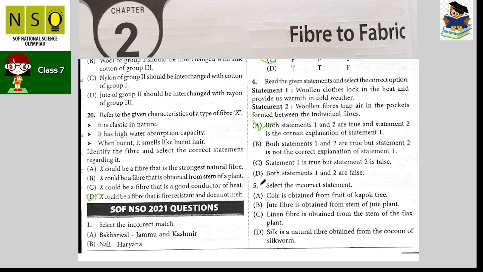The fifth question says that we have to find the incorrect statement. A, coir is obtained from fruit of kapok tree. B, jute fiber is obtained from stem of jute plant. C, linen fiber is obtained from the stem of the flax plant. And D, silk is a natural fiber obtained from the cocoon of the silkworm. We have to find the wrong one, and the wrong one we all know is A. Coir is obtained from the outer covering of coconut and it is not a fruit of kapok tree.